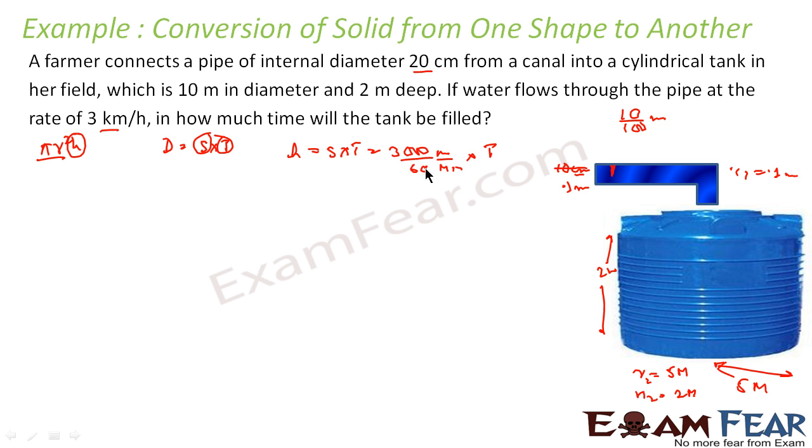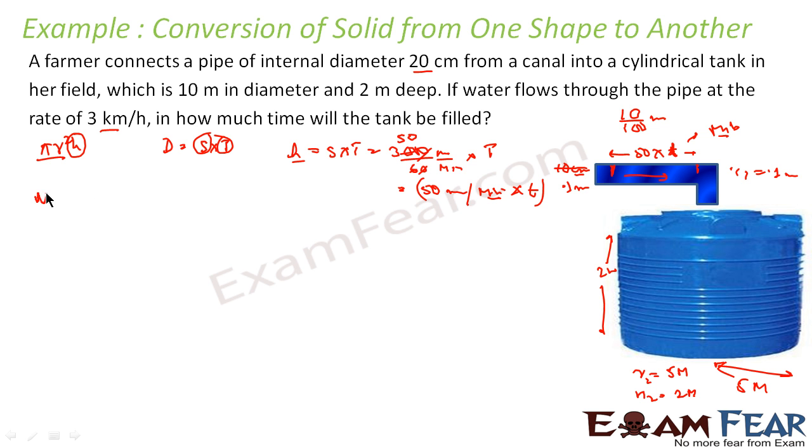If we cancel this, 6, 5, 30, 50. This is 50 meter per minute, which is the speed of the water. So this into T is my distance travelled, that is the height of the water. See, this water flows from here to here. Let's suppose it covered this much distance. This distance is nothing but 50 into T. In a given time, T minutes, it will cover 50 into T distance.